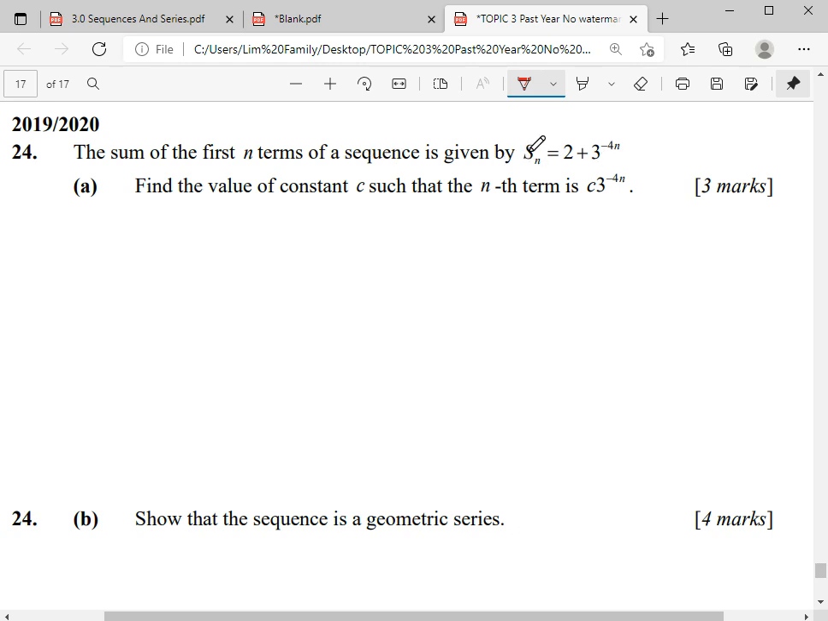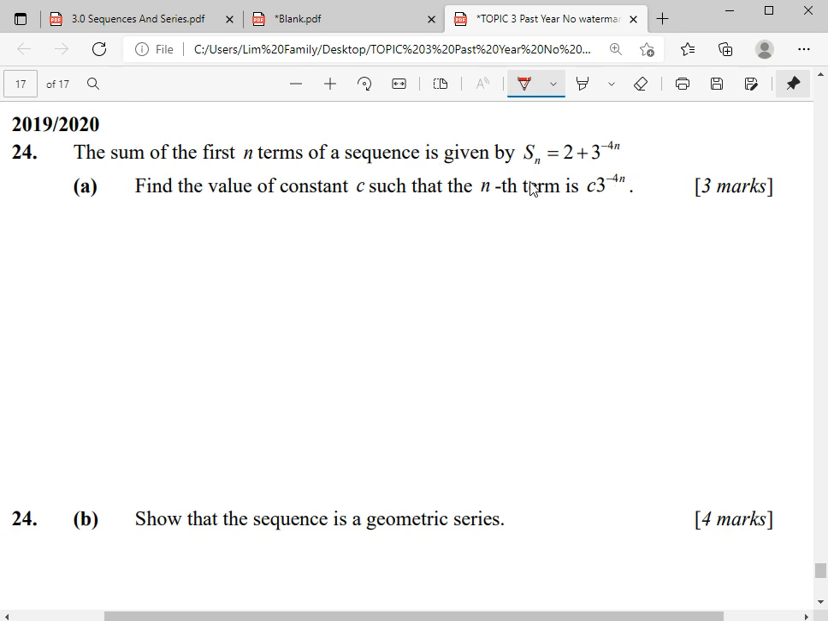Sn maksudnya sum, hasil tambah semua dah. Okay, so dapat 2 tambah 3 tolak 4, kan. So they ask you to find the value of C such that the n term is equal to C times 3 to the power of negative 4n. So we have to find the n term.